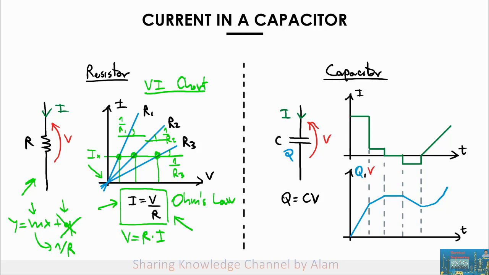for the voltage. So here I have a graph that represents the behavior of the current over time, and then down here we have a graph that represents the behavior of the charge over time, and will also represent the voltage.